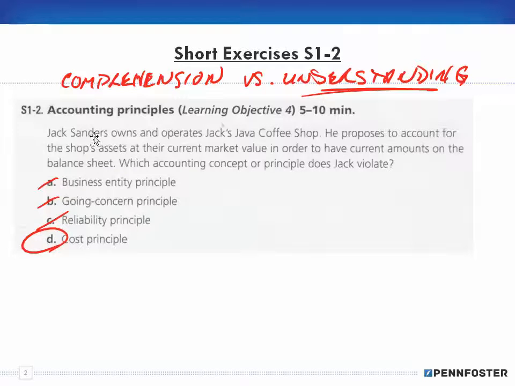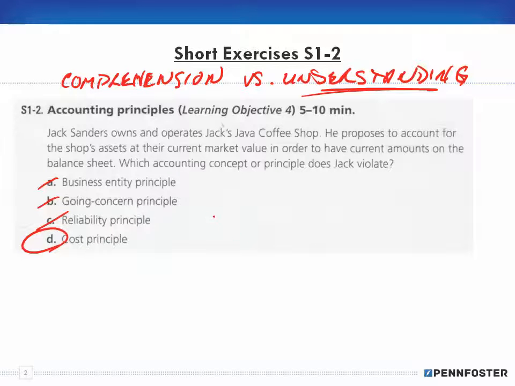I gave the reasons why it wasn't business entity, going concern, or liability. But the question asks, which accounting concept or principle does Jack violate? And the answer is the cost principle. The cost principle basically says that when a business acquires an asset, it should be recorded at its actual cost.